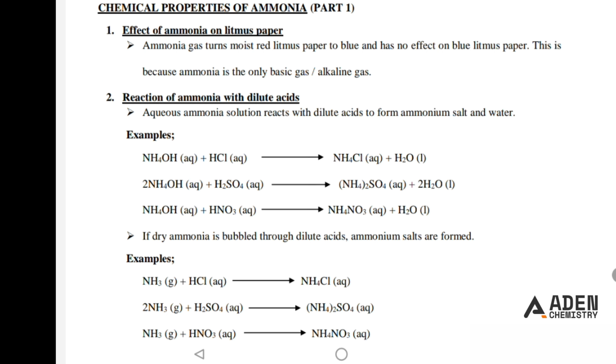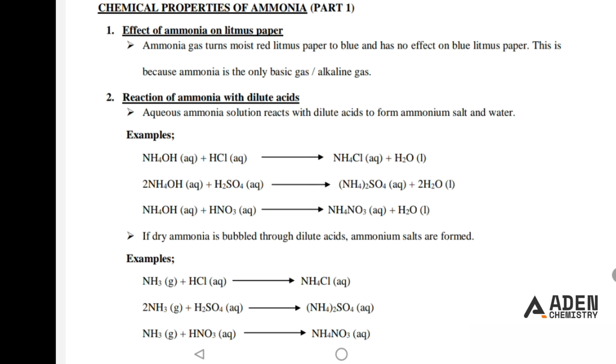Number 2, we are going to see reaction of ammonia with dilute acid. When we are talking about dilute acids, there are three: dilute hydrochloric acid, dilute sulfuric acid, and dilute nitric acid. So I say an aqueous ammonia solution reacts with dilute acids to form ammonium salt and water. So examples, aqueous ammonia, that is ammonium hydroxide solution, reacting with dilute hydrochloric acid, what we are going to get is ammonium chloride solution and also water.